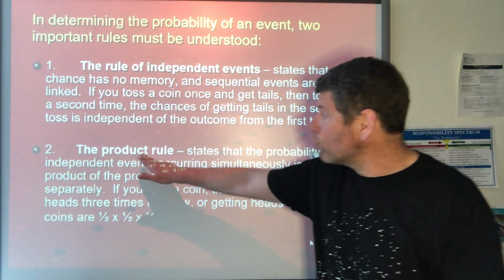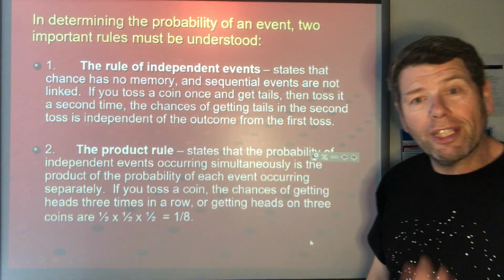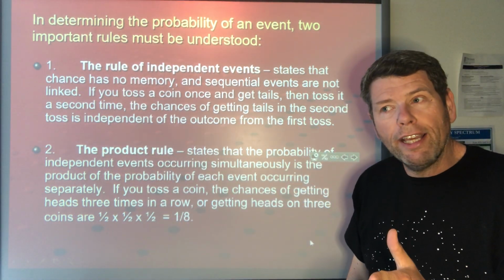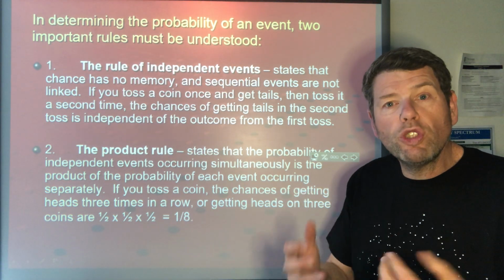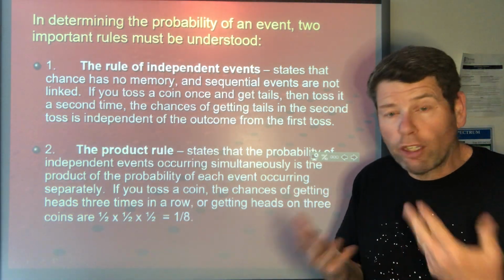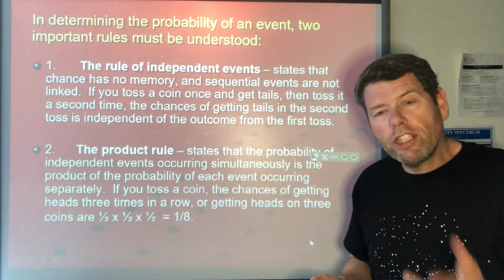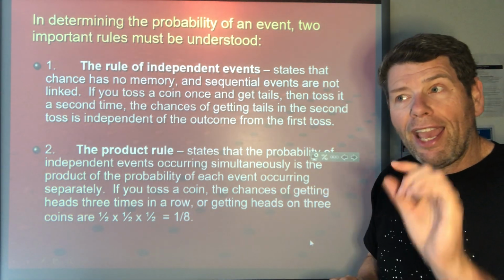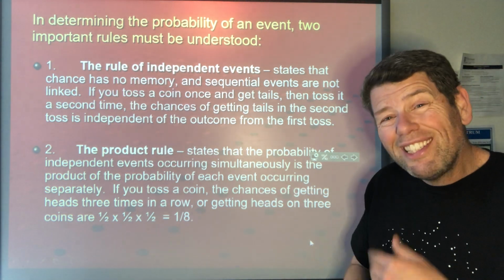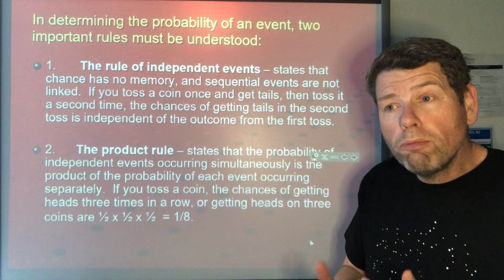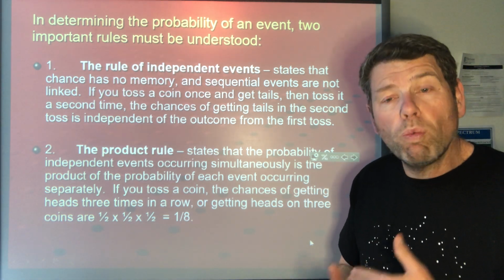That's why it's called the product rule. Product is multiplication, so you multiply the probability of those 2 events together. So going back to coin flipping, if I said, what's the probability of flipping heads maybe twice in a row? Well, you'd multiply the probability of each one of those together.